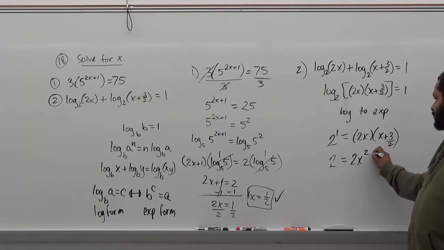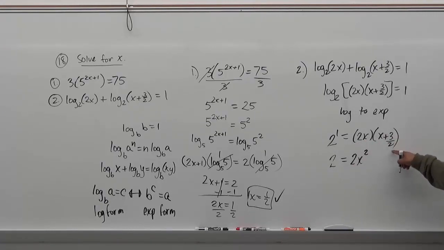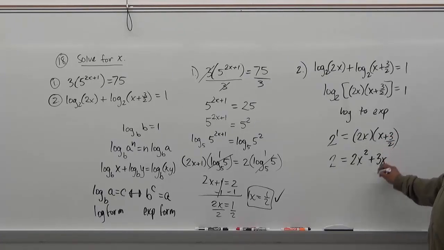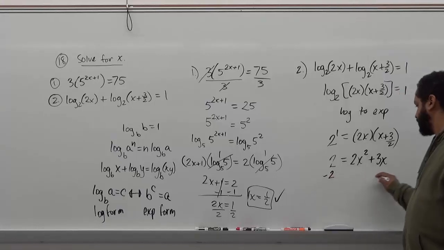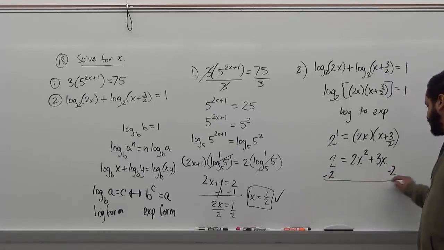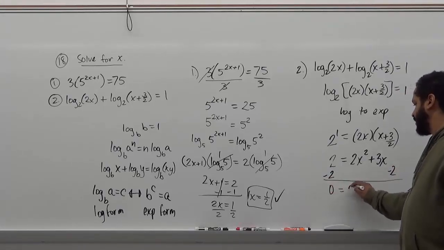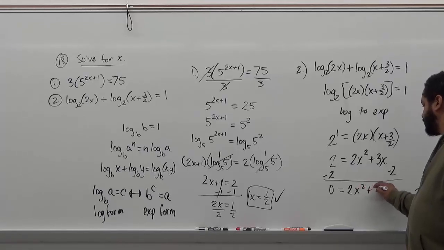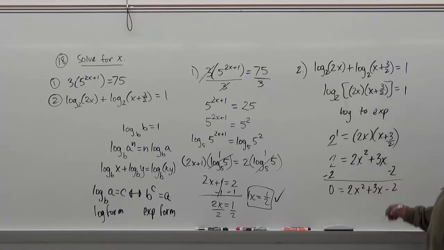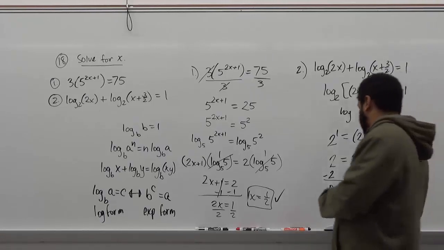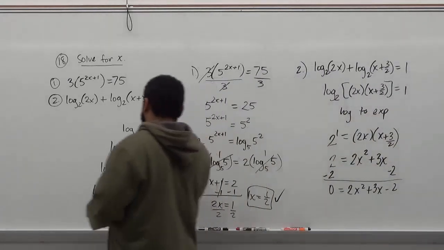Gives us 2x squared. 2x times 3 halves is 2x times 3 is 6x, divided by 2, 3x. The next step is to subtract the 2 from both sides and make this a quadratic equation. This gives us 0 equals 2x squared plus 3x minus 2. And now what we need to do is solve this, right? So let me just wipe off some of this stuff since we won't need it over here.